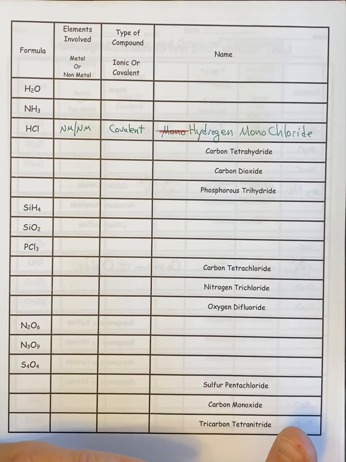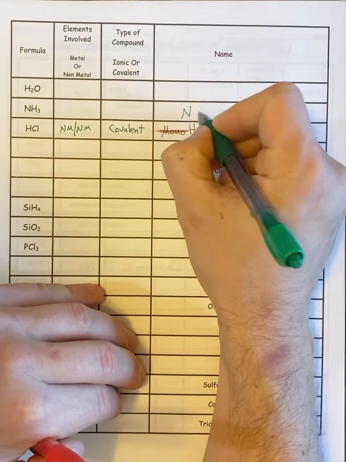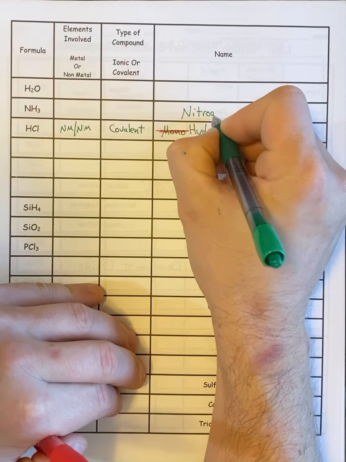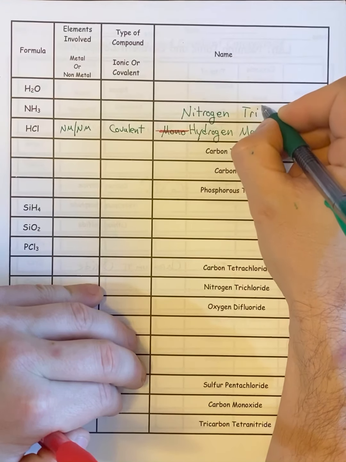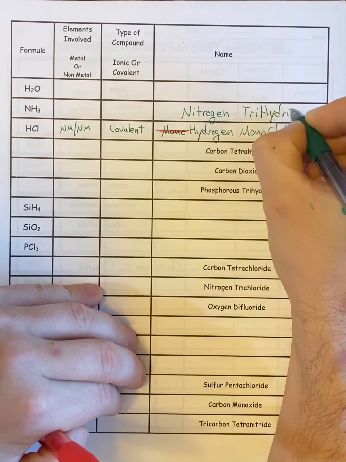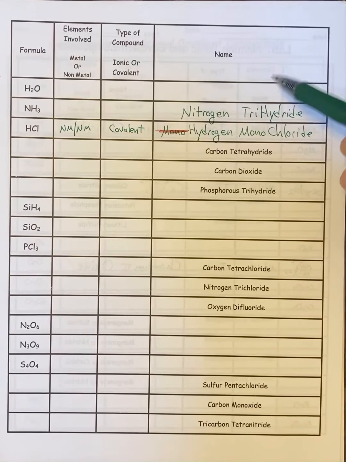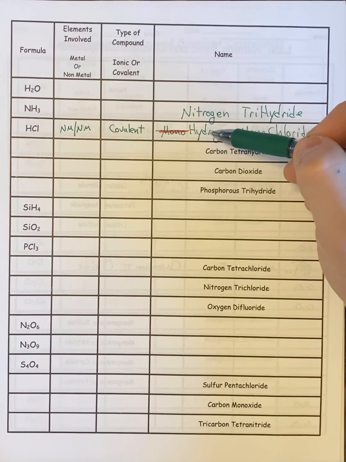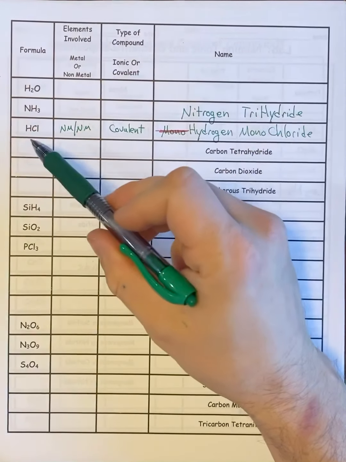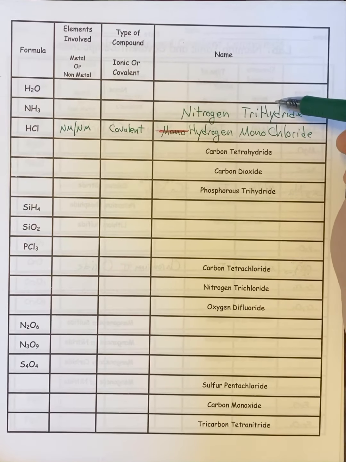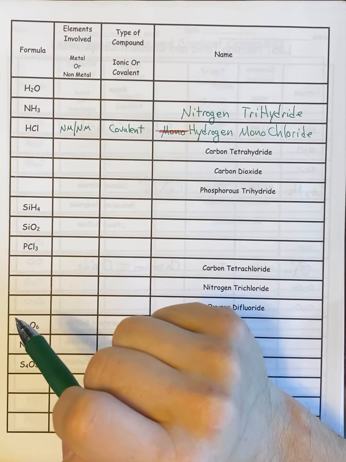Okay, that's it. If we wanted to do another one, this one would be, for the same reason, nitrogen trihydride. Now I wanted to mention these because here I have the hydrogen and it doesn't get an IDE ending, but in the second one it does get an IDE ending, and that's because of the way it's written. If the hydrogen is the last name, then it gets an IDE ending. If the hydrogen is the first part of the element, then it does not get the IDE ending.